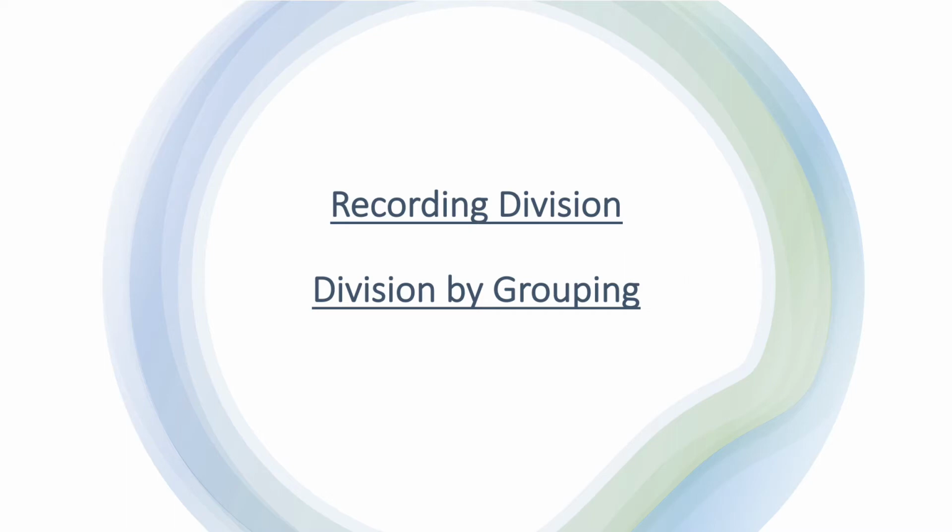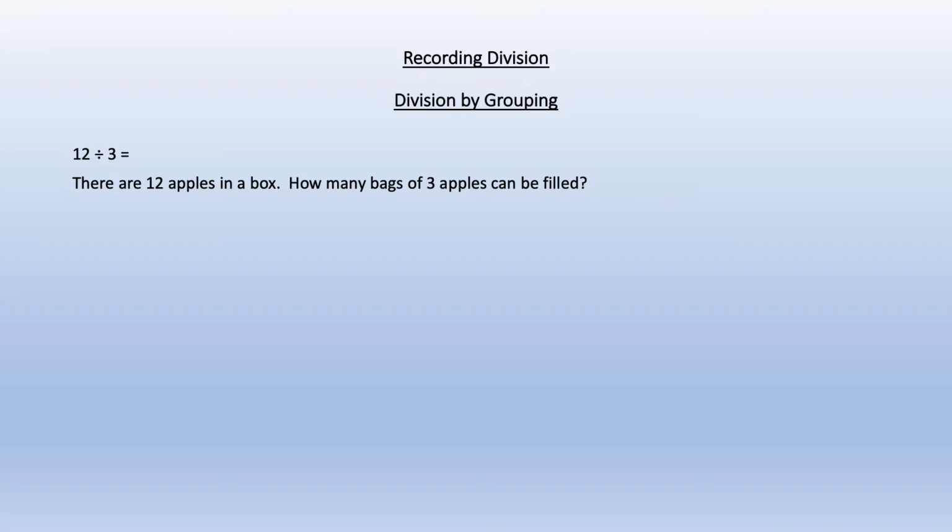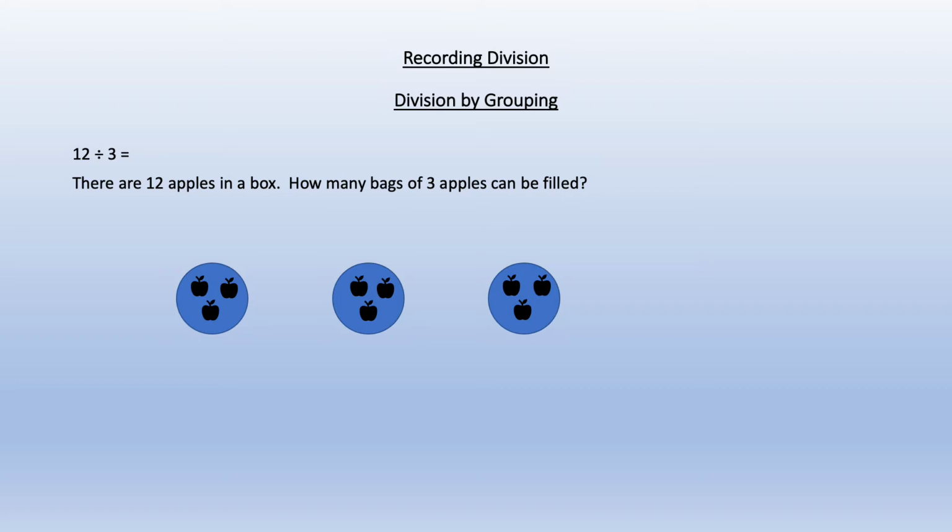Next, I'll show you division by grouping. So here we've got 12 divided by 3. There are 12 apples in a box. How many bags of 3 apples can be filled? Each circle represents a bag of 3 apples. We count in threes: 3, 6, 9, 12, and we've now reached our target number, so we stop counting, and we have 4 circles or bags.